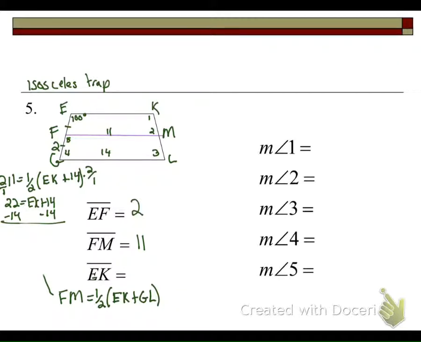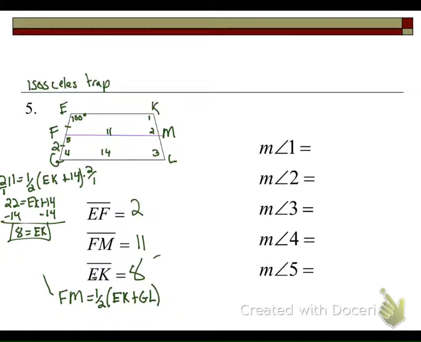That gives me what value for my EK? 22 minus 14? 6. It's going to be 8. Not the same thing, but I appreciate an effort. Okay, so we see that this is going to be 8.